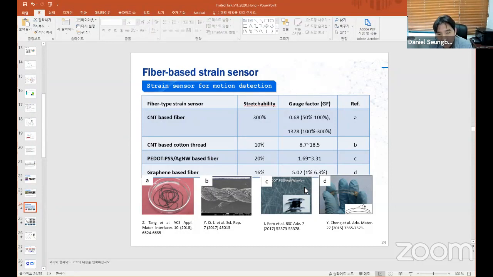Now, with that in mind, you can see fiber-based sensor have been tried by many groups. I cannot cover all of them. However, if I may pick some examples, you can see them in this table. So there are fiber type strain sensor like CNT-based fiber, CNT-based cotton thread, PEDOT:PSS, silver nanowire-based fiber, graphene-based fiber. Of course, they are not exhaustive, but they can give you some glimpse, okay, idea what people are doing. And you can see the stretchability. You can also see the gauge factor, GF, varying gauge factor. And you can see we have a lot of room to improve, right?